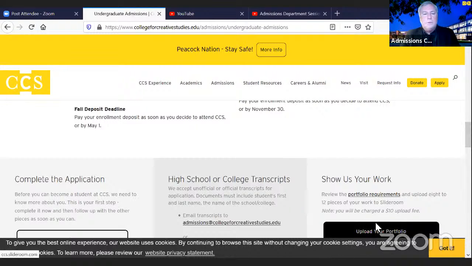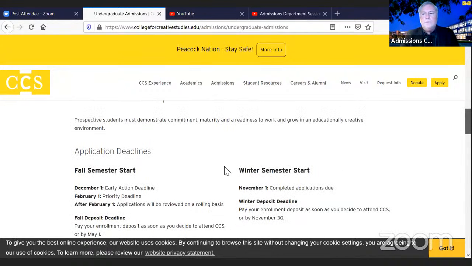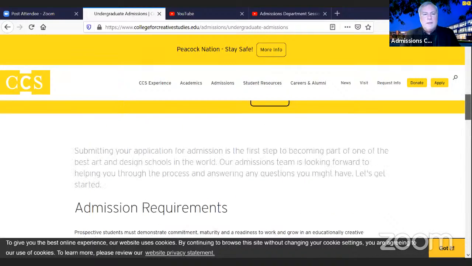So remember I said 1, 2, 3, it's basically application, transcripts, and portfolio, which you'll submit on SlideRoom, clicking on this, create a username and password. And that is a $10 fee. That's SlideRoom's fee, not our own, but it is the only fee associated with your application. There is some deadline information here, so be sure to pay attention to that.